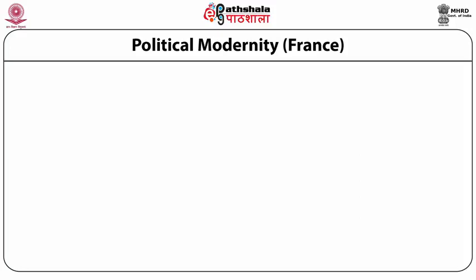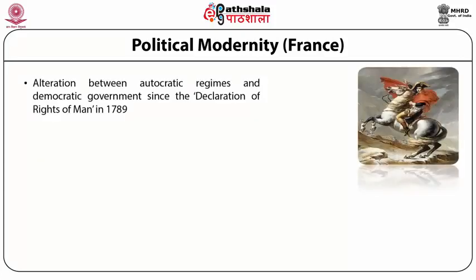Let me now come to France. As I have mentioned earlier, France witnessed a lot of turbulence in establishing modern political institutions. So, the process of political modernization in France, democratization in France, has not been as smooth as it was in Britain. In France, we find that there's been an alternation between autocratic regimes and democratic government since the Declaration of Rights of Man in 1789. So France has not had stable governments as it has alternated between different republics.